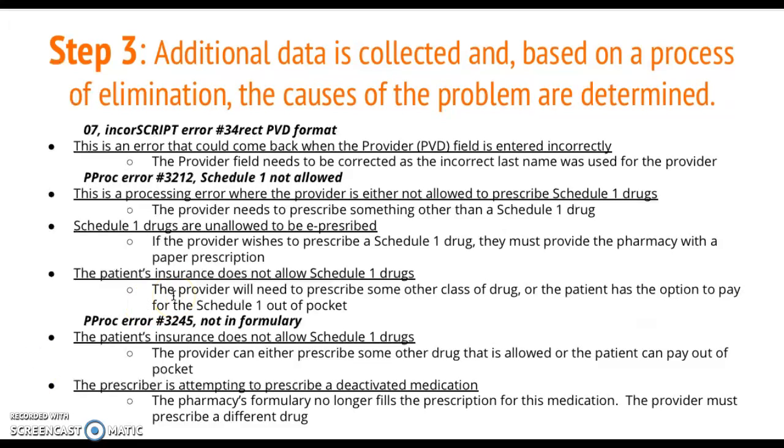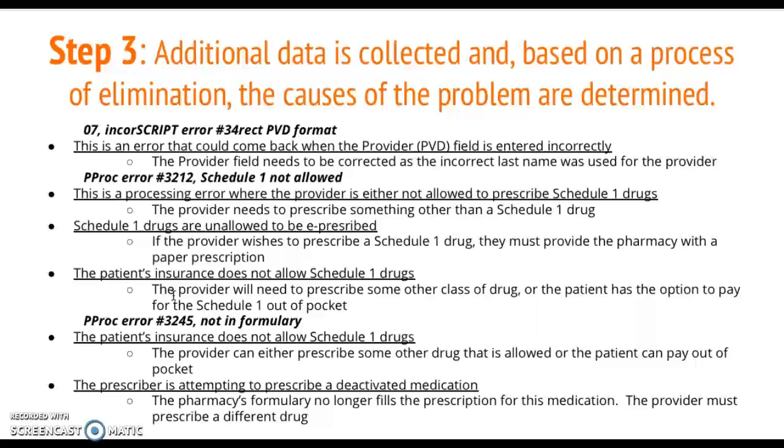So step 3 is to collect additional data and try to determine through a process of elimination what the cause of the problem is. So in the first error, that incorrect script error, it turned out that the provider field was entered incorrectly and the provider's last name was misspelled. The second PPROC error, the Schedule 1 not allowed, it turned out that the provider needed to prescribe something other than a Schedule 1 drug.